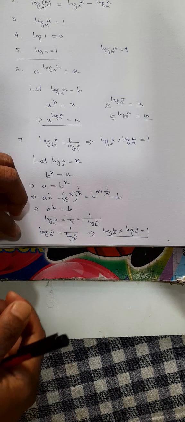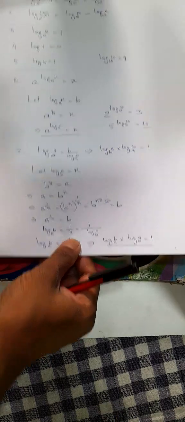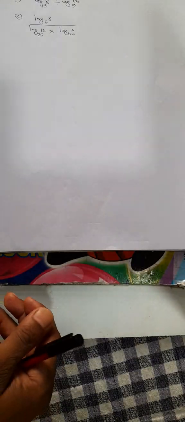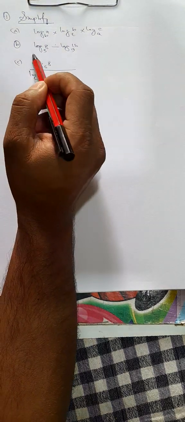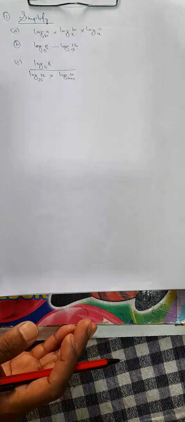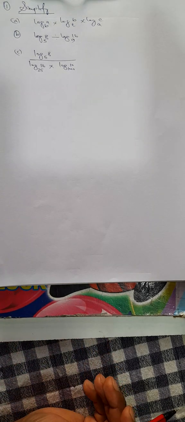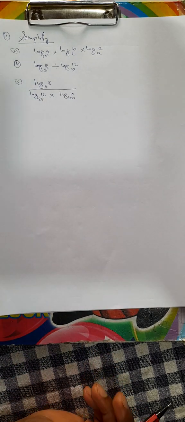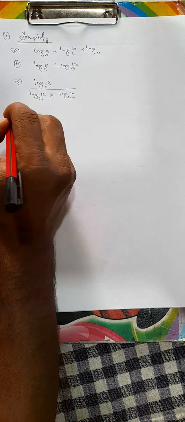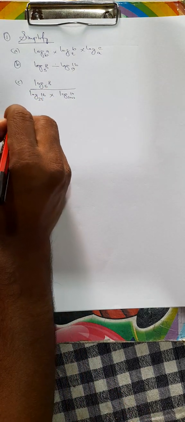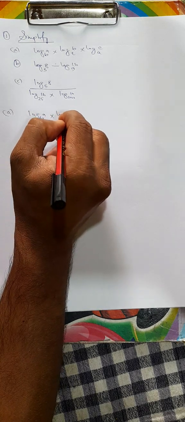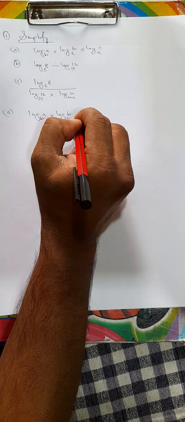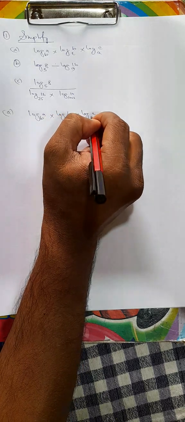Now we'll try to use these properties in solving a few sums here. So let us start with question number 1. Simplify: find log a to the base b multiplied by log b to the base c multiplied by log c to the base a. So let us do the first one, log a to the base b multiplied by log b to the base c multiplied by log c to the base a.